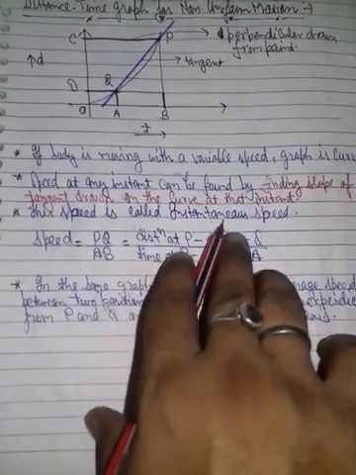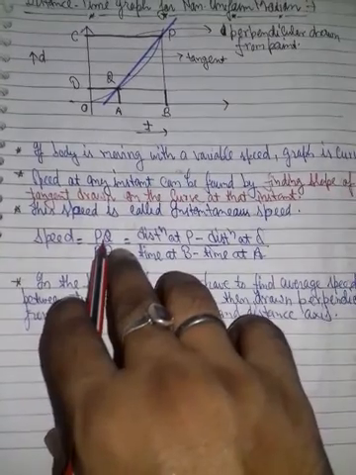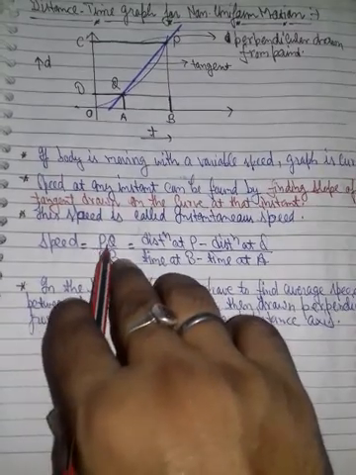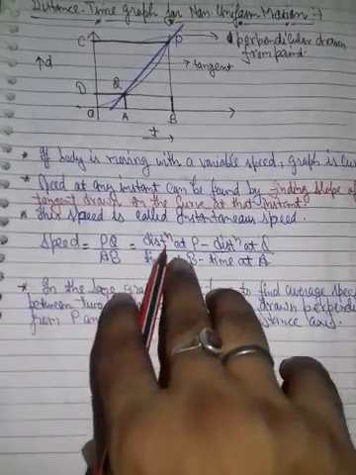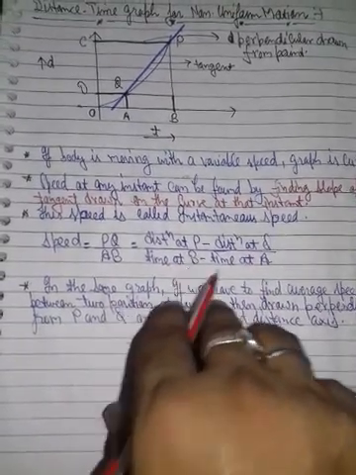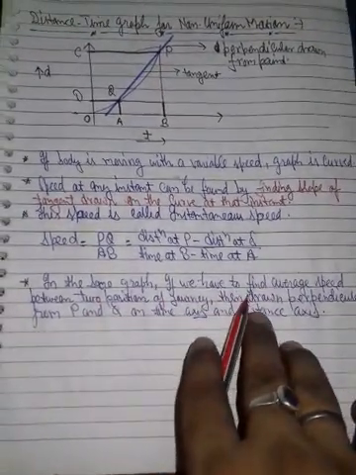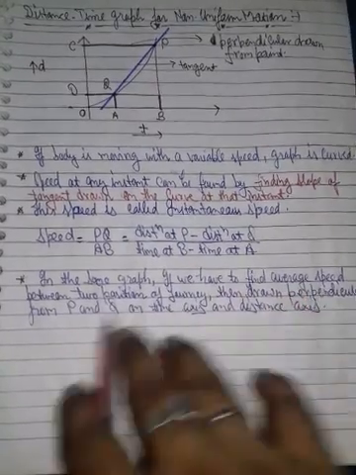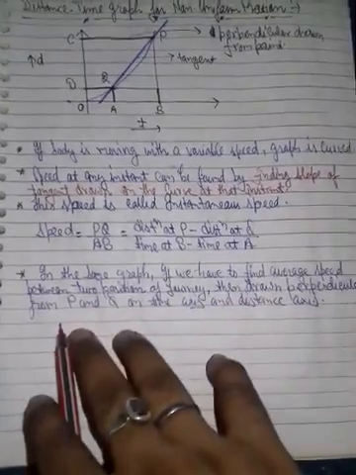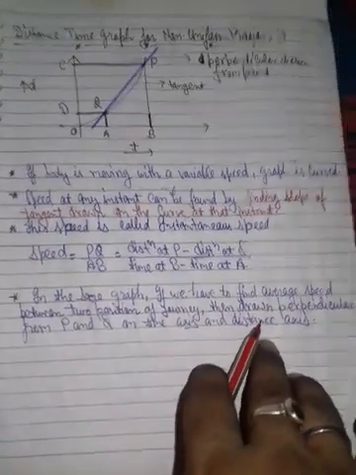This speed is called the instantaneous speed, at an instant of time, and speed is equal to change in y-axis upon change in x-axis, that is the slope of PQ: the distance at P minus distance at Q, upon the time at B minus time at A. In the same graph, if we have to find the average speed between two positions of the journey, then draw perpendiculars from P and Q on the time and distance axes, as we have already told you.